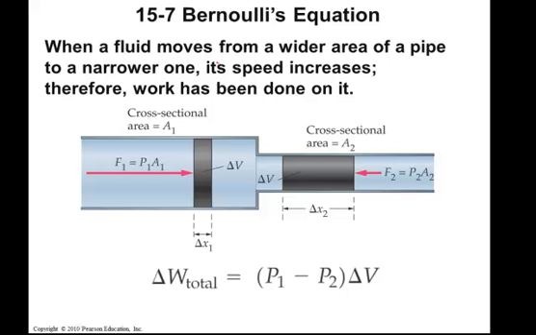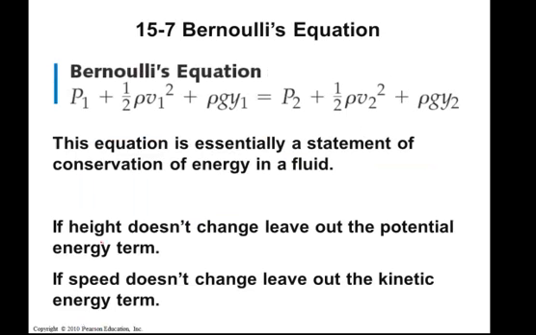Okay, and when a fluid moves from a wider area of a pipe to a narrower one, we said that the speed increases and work has been done on it. And if I wanted to find the amount of work that was done, it would be a difference in the two pressures multiplied by the change in volume. This gives rise to Bernoulli's. Bernoulli's is basically conservation of energy in a fluid.